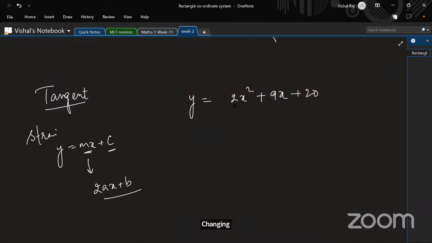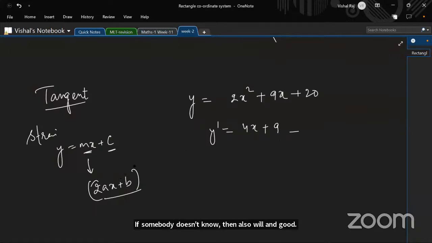For an equation, this is what I was saying. You can differentiate it to get the equation 4x plus 9, or you can use this formula. So any formula is fine. If somebody knows this differentiation, well and good. If somebody doesn't know, then also well and good. You'll be taught something after.